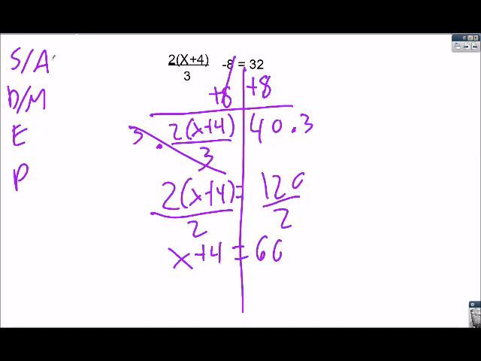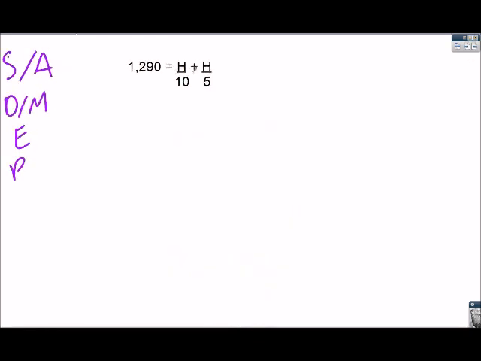So now I go back to SADMEP. Do I have any subtracting and adding? I sure do. So x equals 56. Do I have any subtracting and adding? Yes, but because the fractions don't match, I can't add those together. So I go to my next step. Do I have any dividing and multiplying? Yeah, I'm divided by this fraction.